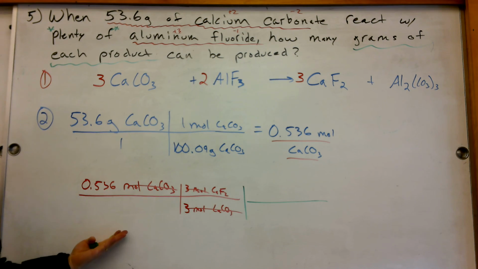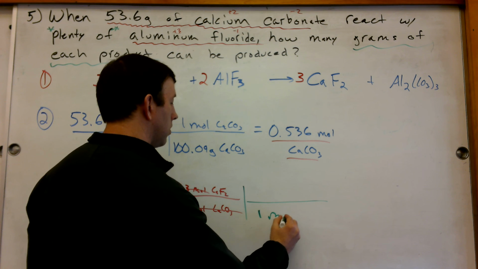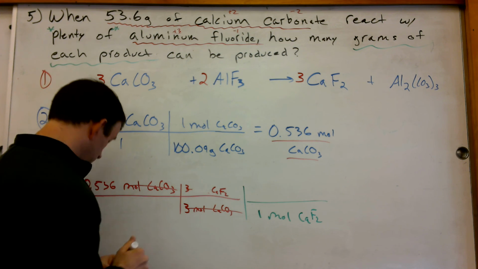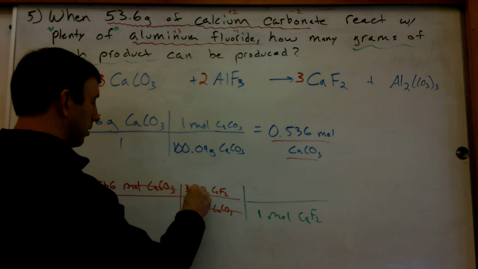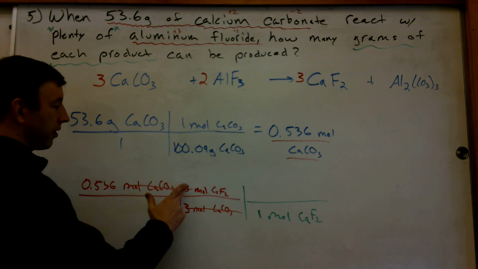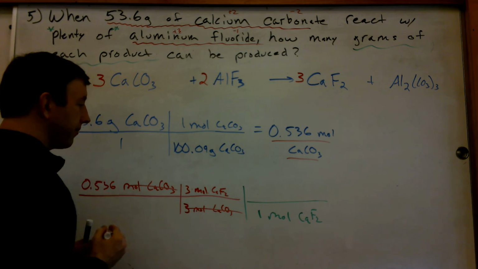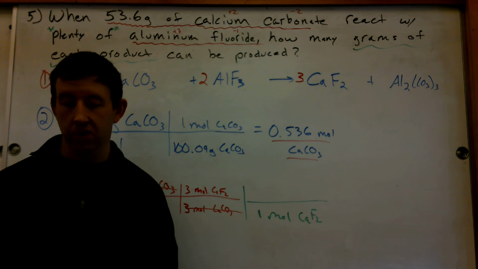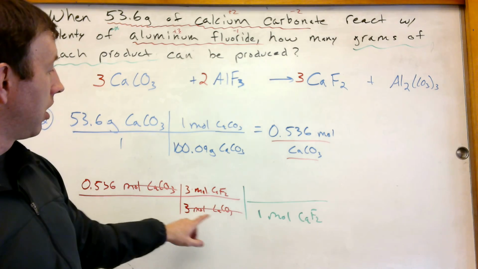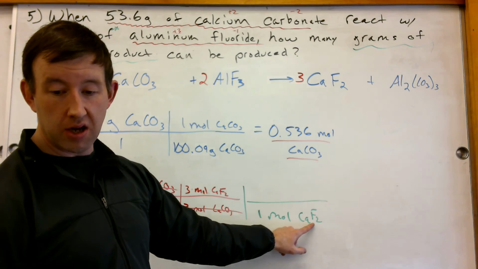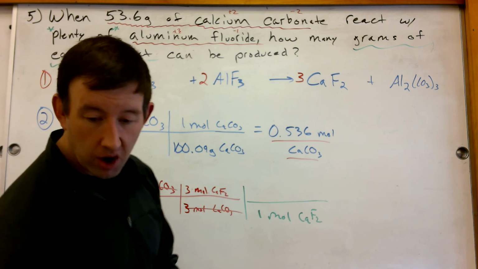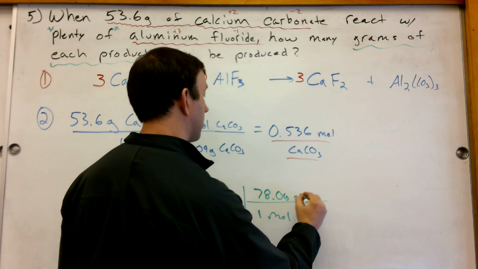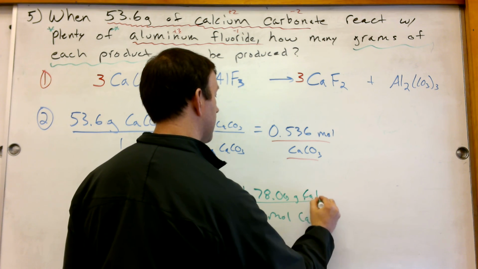So I'm in moles of calcium fluoride. So in 1 mole of CaF2, that should not be crossed out there. Error on my part. I have moles of calcium fluoride, right? So in 1 mole of calcium fluoride, how many grams do I have? Again, that's going to be 1 calcium plus 2 fluorides, and the number I should get there, which I've already calculated, is 78.08 grams CaF2.